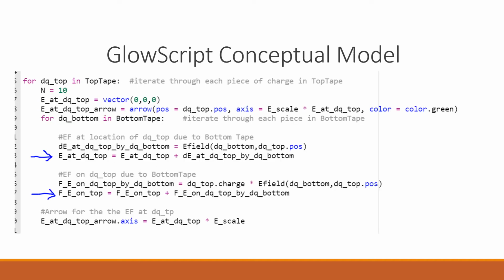So now I'll talk about my GlowScript code. This is a snippet from the nested for loop from my code, and I just wanted to highlight that this is a perfect demonstration of superposition, because the code in the for loop iterates through each segment and then sums up those respective fields and then replaces the E at dq top and the F_E on top by those new values. So it's just a continuous summation of the smaller segments to equate that new larger total, which is superposition.